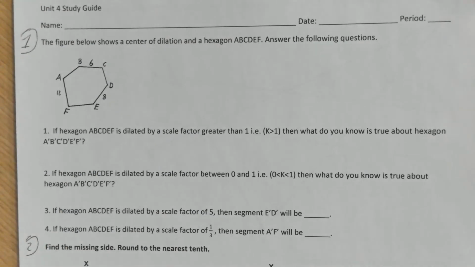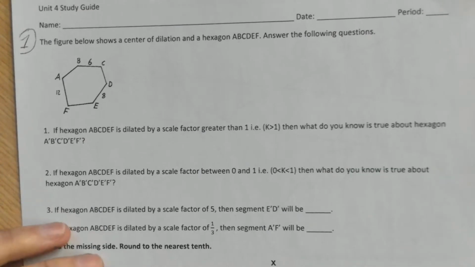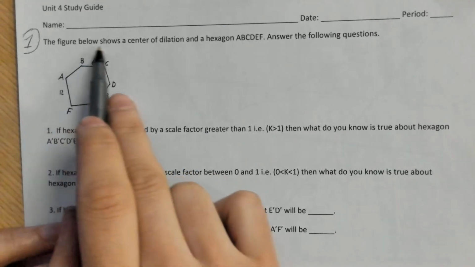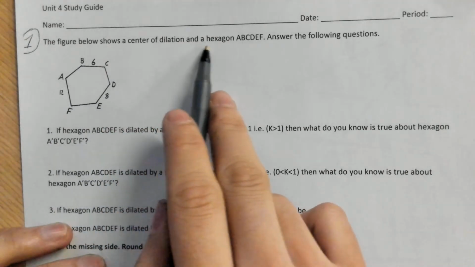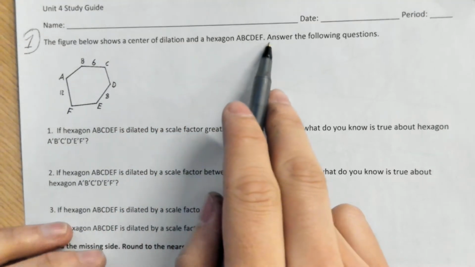Okay guys, so I'm going to go over the questions from the study guide. So let's begin. I'm going to try to go through them pretty fast, but I'll try to explain everything as much as possible. Alright, so the first question, the figure below shows a center of dilation and a hexagon ABCDEF.